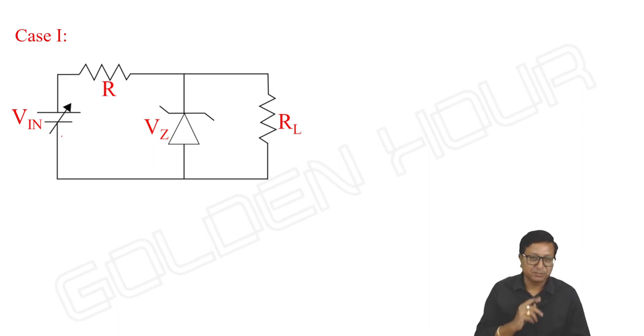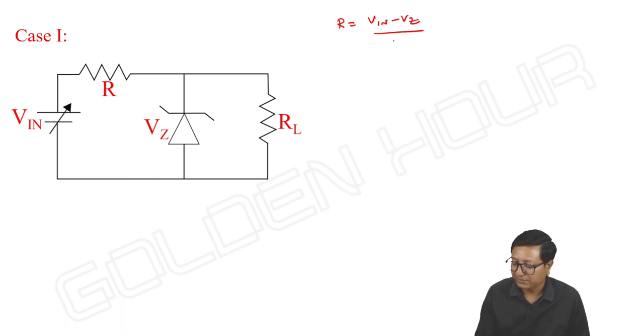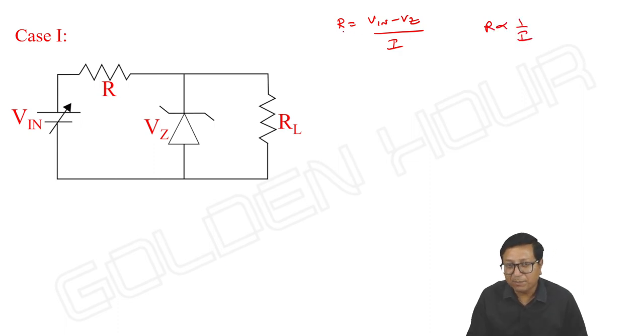Keeping these points in mind, I will come to this case 1. First, what I can write is R is equal to Vn minus Vz by I. So R is proportional to 1 by I. So R minimum comes from I maximum and R maximum comes from I minimum. This is what you need to understand.